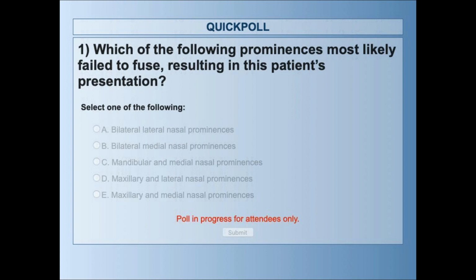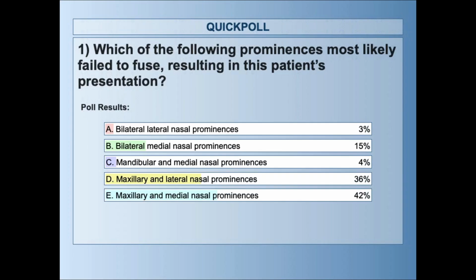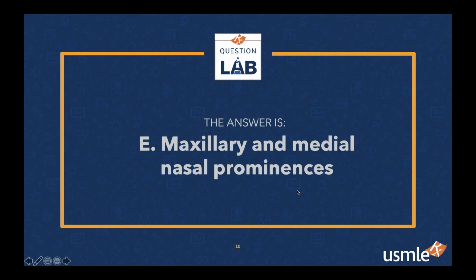All right, let's take a look and see what you selected. Looks like it was close. 42% of you selected E, maxillary and medial nasal prominences. And in second place with 36% of you choosing was answer choice D, maxillary and lateral nasal prominences. Let's take a look and see what the correct answer is. And the correct answer is indeed E, maxillary and medial nasal prominences.